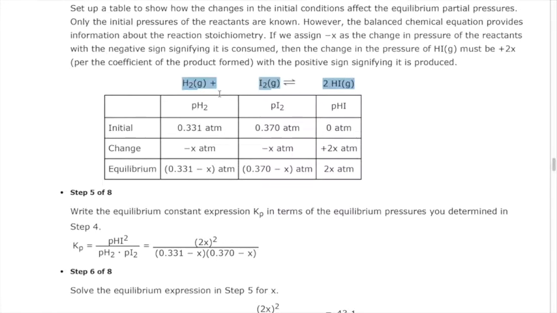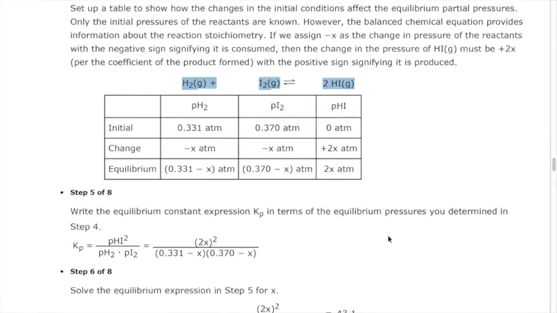We're going to move from left to right. That means we're going to consume reactants. So it's a negative change for the reactants, and we're going to produce products. So it's a positive change for the product. This is getting lower, this is getting higher. Well, we don't know X, so we're just going to call this 0.331 minus X. And this is 0.370 minus X, and this is just 2X because it started at 0. And at that point, we have to do some, I believe, some annoying quadratic formula stuff.